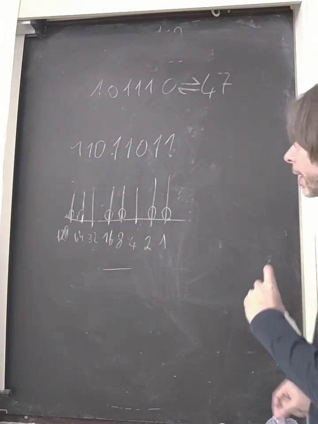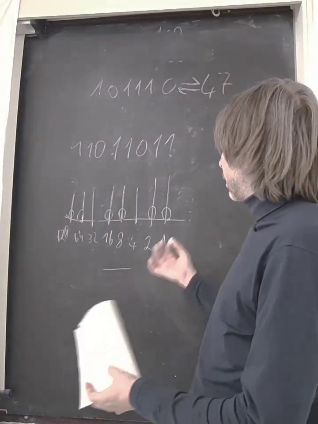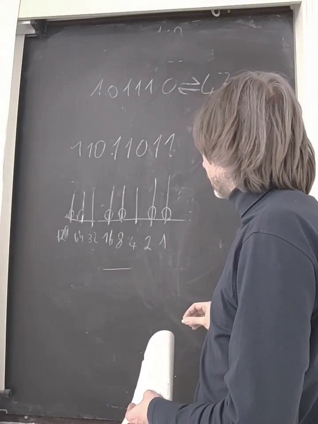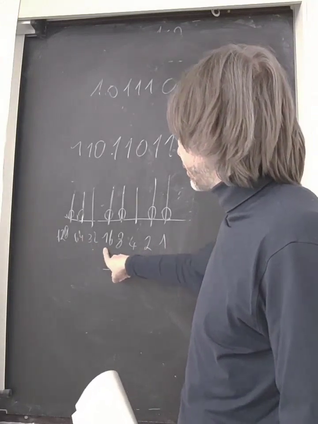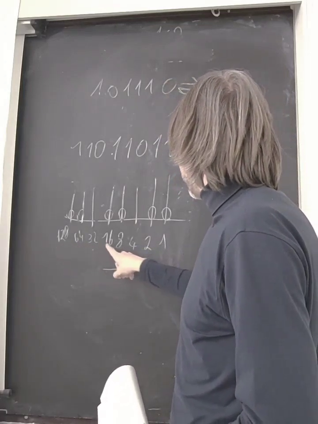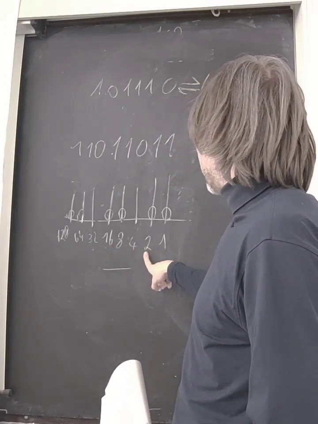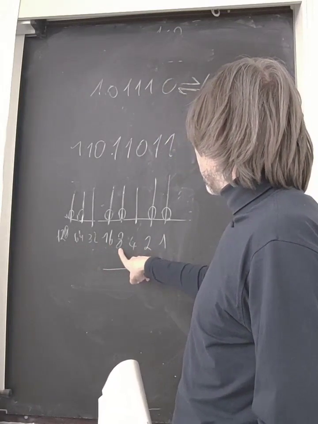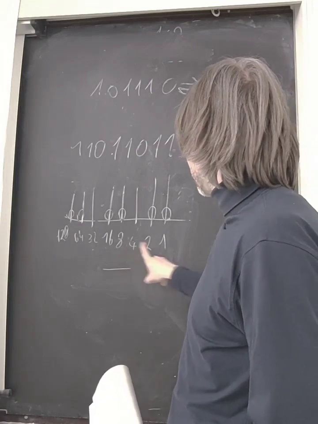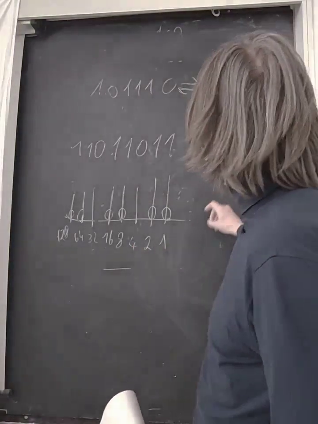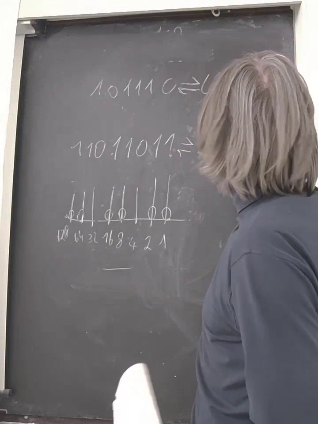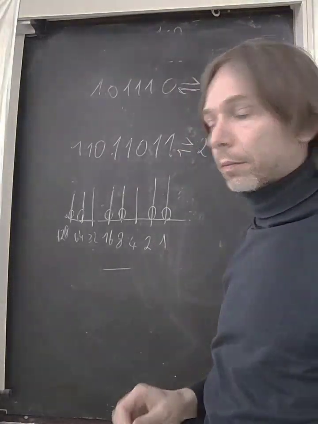So how many apples do I have here? Well, I have to do some math. Anyway, this one is 80 plus 128 is 208. 208, 210, 218, 219. So the solution is that this number means 219 apples.